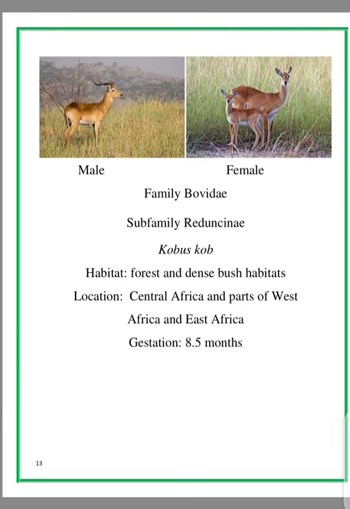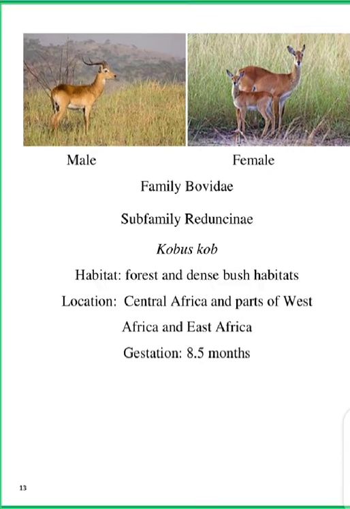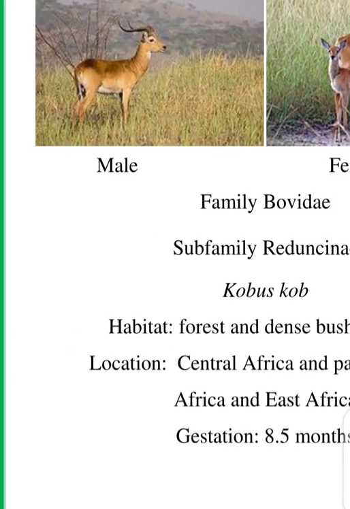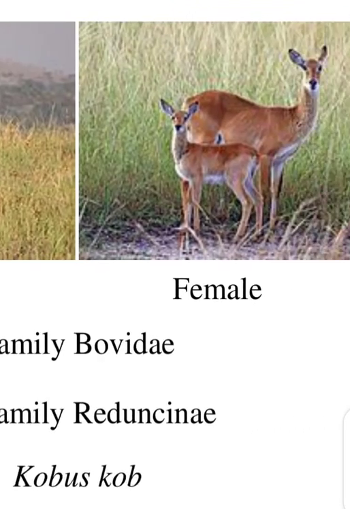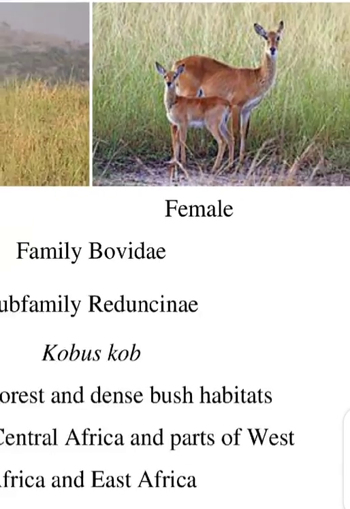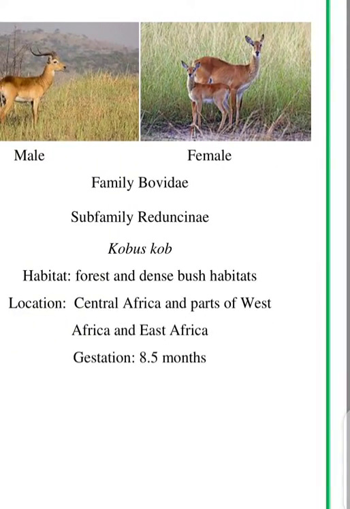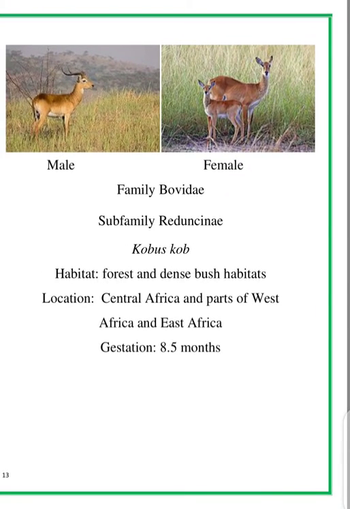And this is the Kob, which is basically unique. In fact, this is the symbol of the Borgu Sector of the Kainji Lake National Park. It is found in central and western parts of Africa. It lives in the forest and dense bush habitat with an 8.5-month gestation period. The male has horns, typically unique horns, so to say, and the female does not have horns. They exhibit what's called polygyny, polyandry, and what have you, depending on the needs of the herd.